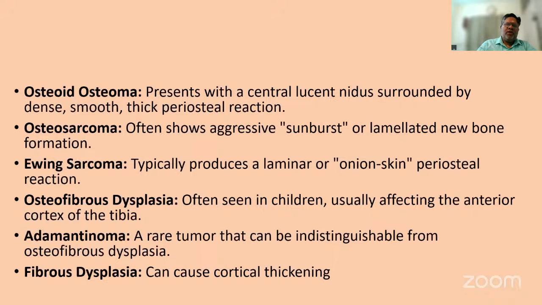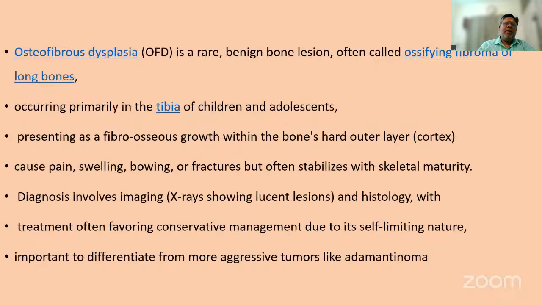In case of osteoid osteoma, there is a central nidus which is surrounded by a dense, smooth, thick periosteal reaction. Osteosarcoma shows an aggressive sunburst appearance or lamellated new bone formation. In Ewing sarcoma, an onion peel appearance is there. Osteofibrous dysplasia usually affects the anterior cortex of the tibia, and a diffuse thickening is present. Adamantinoma is also undifferentiable from osteofibrous dysplasia. Fibrous dysplasia usually gives only cortical thickening.